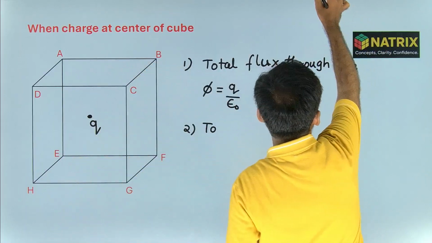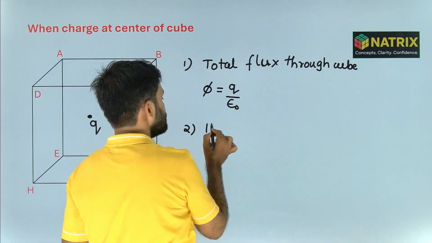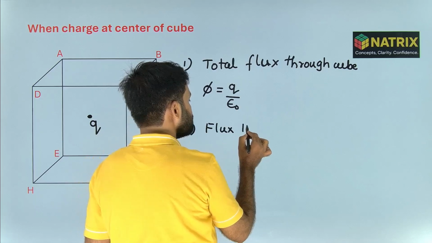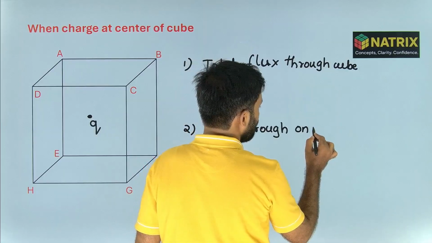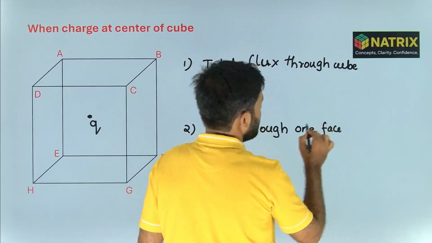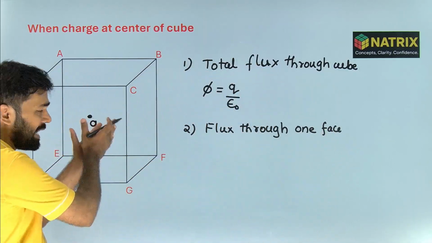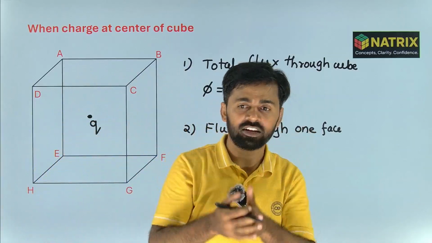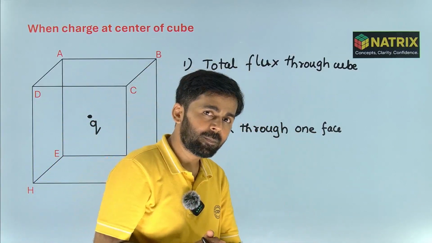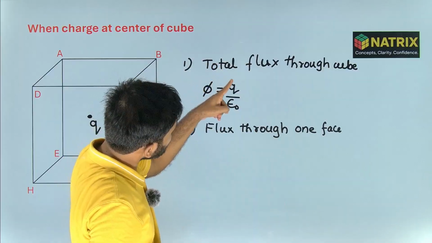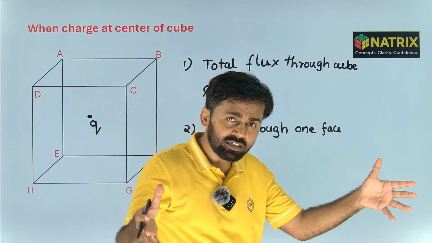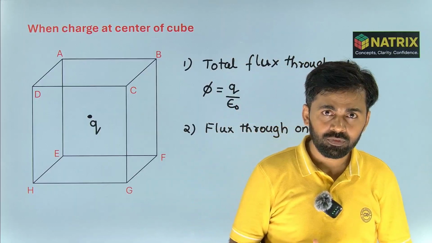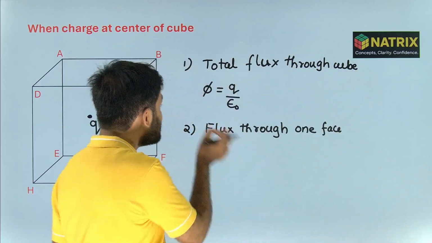Second category: flux through one face of the cube. See here, in this case, how many faces are there? 6 faces are there. So, the total flux, which is Q by epsilon naught, divides into 6 equal parts. So, what is the flux through each face then?